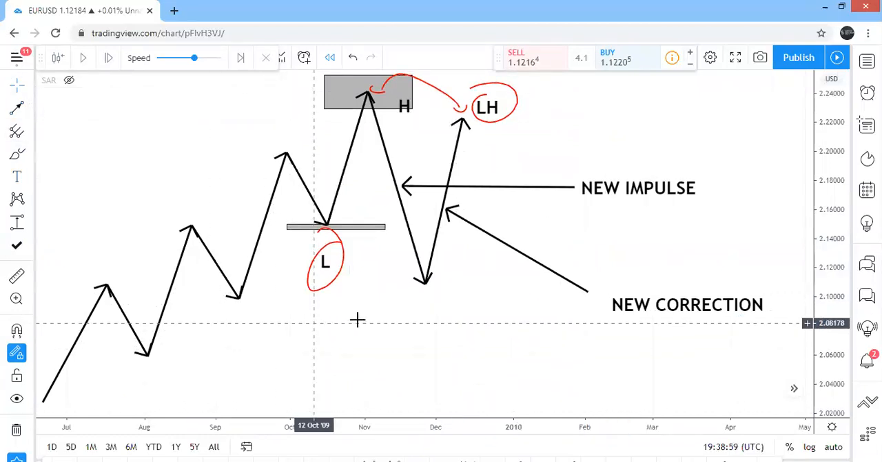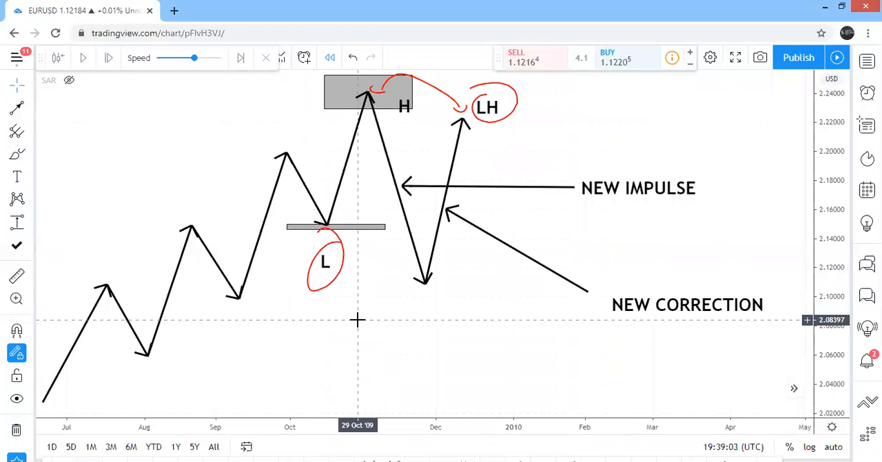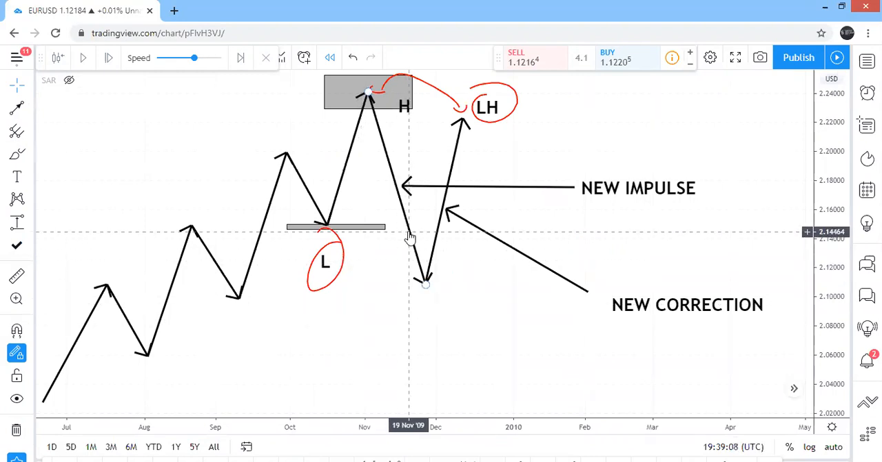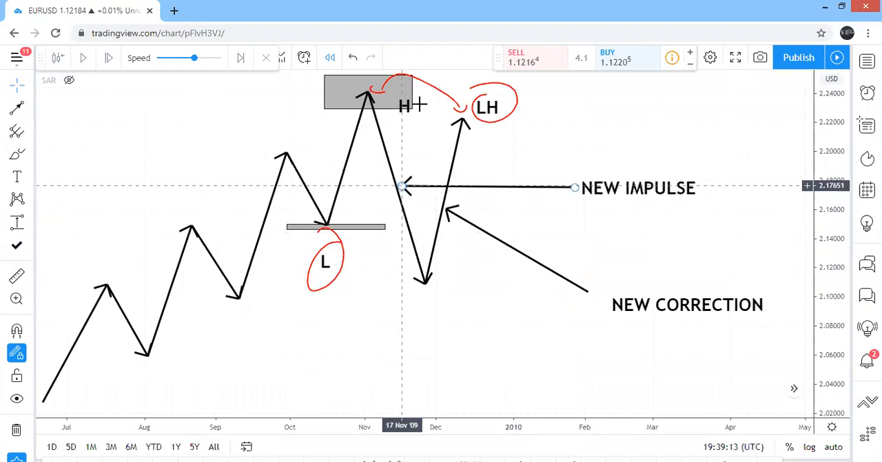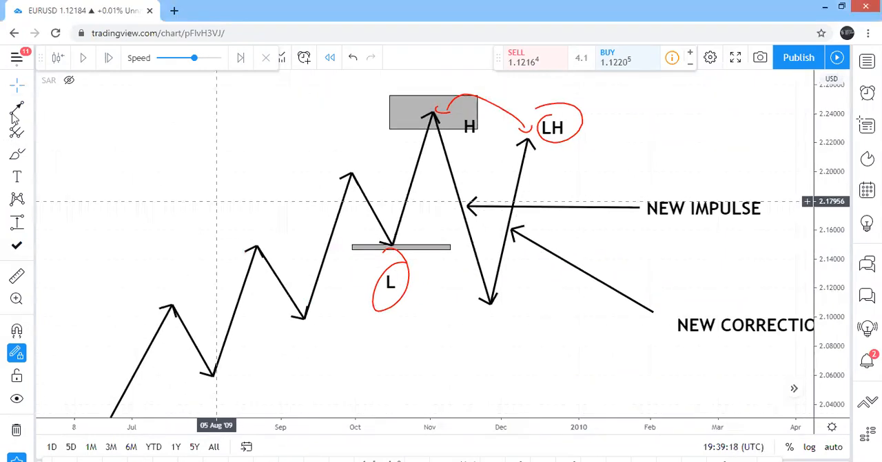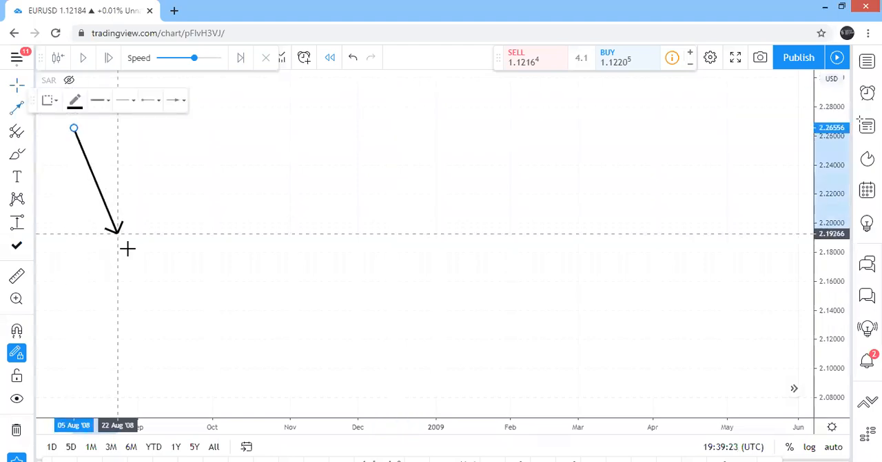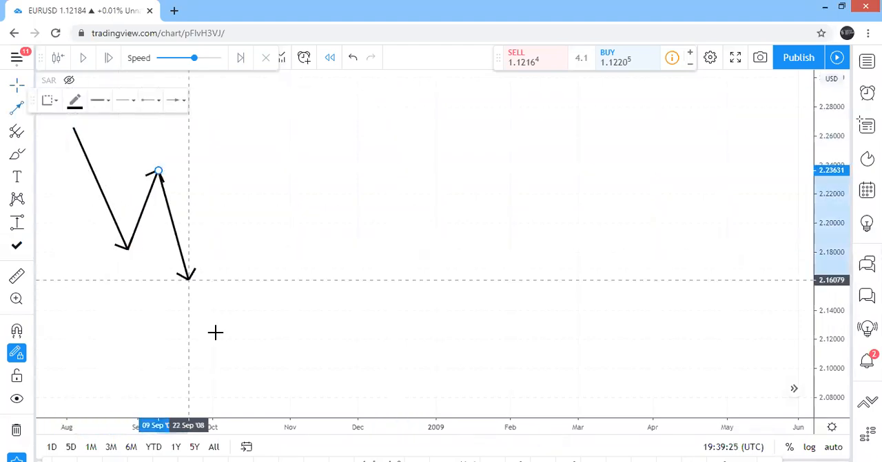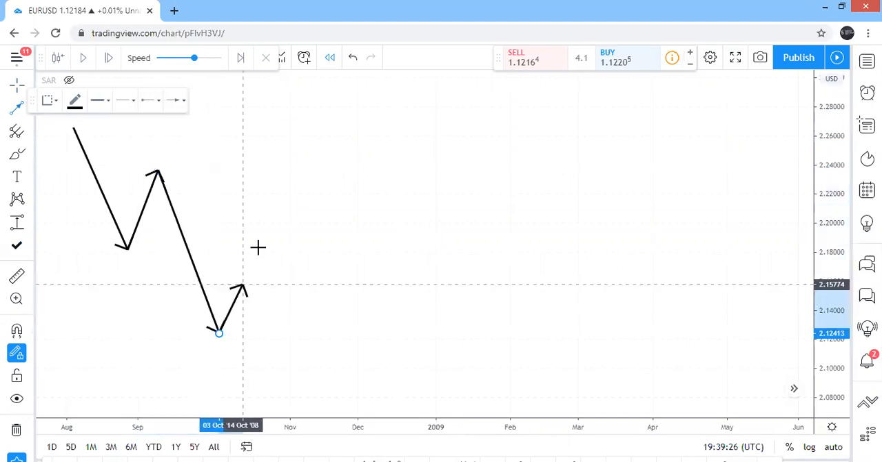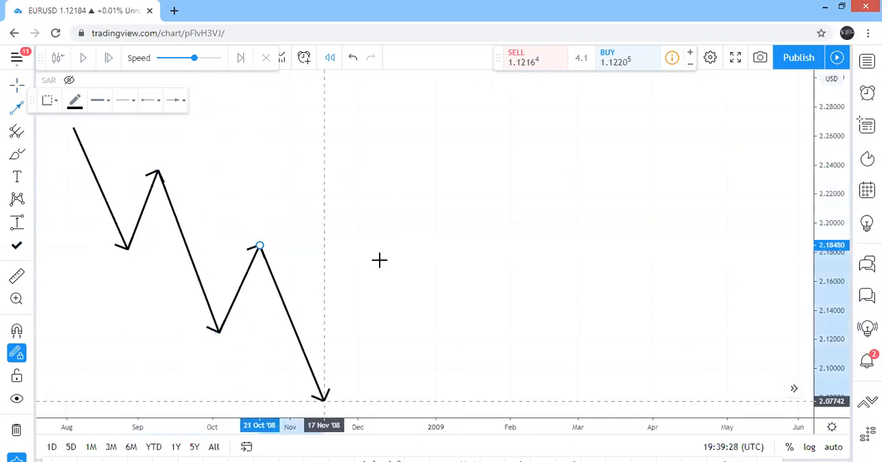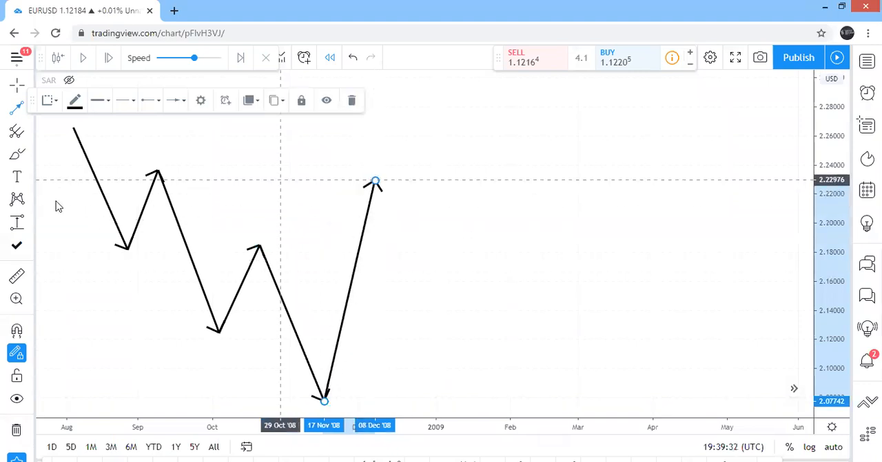So you have to have a new impulse and a new correction that is different to the old structure's impulse and correction. Once you get those two things, then your trend reversal is valid. Let's have a look at it from the other point of view, going from a downtrend into an uptrend. You have an impulse, you have a correction. You have an impulse, you have a correction. You have an impulse, and then you have what is perceived to be a correction, but look at what we have over here.